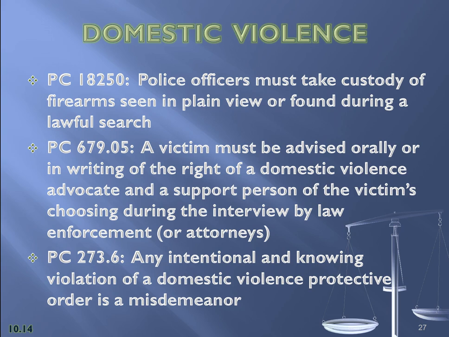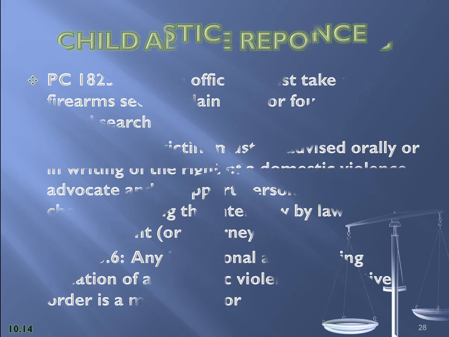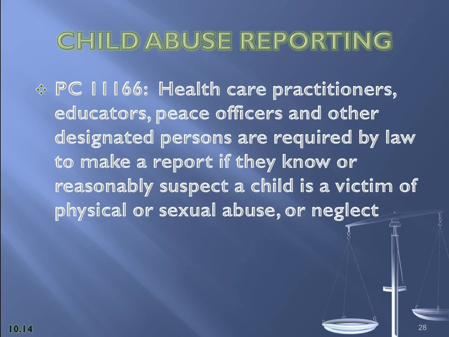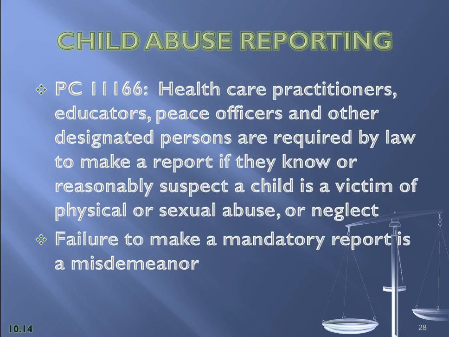And Penal Code Section 273.6 talks about any intentional and knowing violation of a domestic violence protective order that basically is a misdemeanor if somebody violates that protective order. And those protective orders, a lot of times officers will assist the victims in getting a protective order, and that's the reason they have that section, is because a lot of times the suspect will violate that order and the officers in turn can then arrest somebody based on the violation of that order.